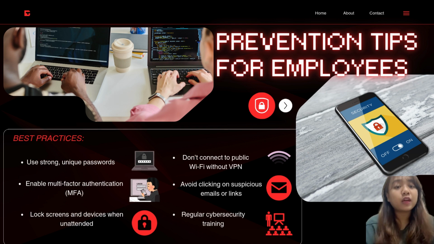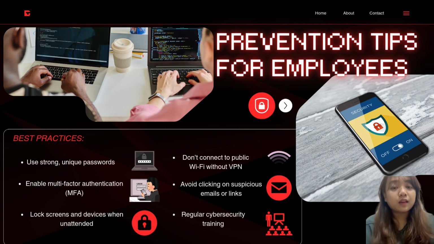First is use strong and unique passwords for every account. Avoid using common passwords like 123456 or password. A password manager can help you generate and remember complex passwords securely. Second is enable multi-factor authentication, which is MFA, wherever possible. This adds an extra layer of protection, especially if your password is ever compromised. Third is always lock your devices such as laptops, desktops or even mobile phones when you step away. This simple step can prevent unauthorized access even in the office.